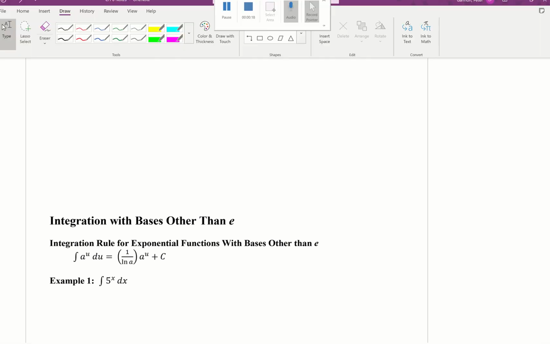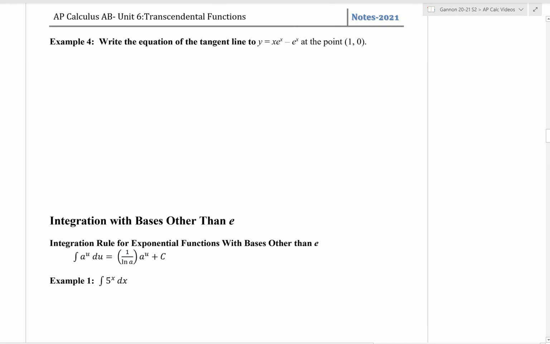Well, you want to think about what you need to write the equation of a tangent line. You need slope and you need a point. We've got a point, so basically we need slope. To find the slope of the tangent line, we're going to take the derivative of the function. So be careful, because when you take the derivative of x e to the x minus e to the x, you have to recognize that x e to the x right there is a product. So we're going to have to use the product rule.